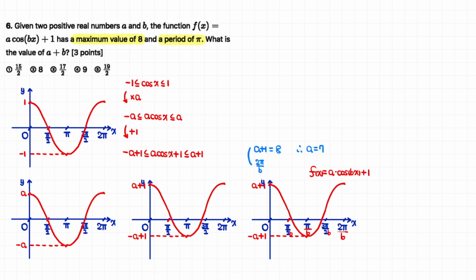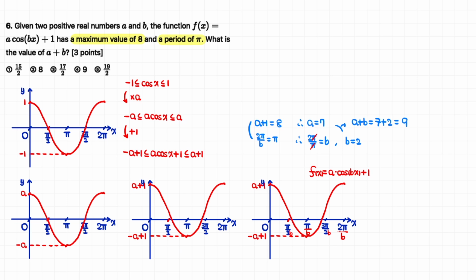So 2 pi over b equals pi. What I'm going to do is flip these two. So, therefore, 2 pi divided by pi equals b. So cancel out pi. Therefore, b equals 2. Now finally, the question was asking you to figure out what a plus b is. So add those two values. a plus b equals 7 plus 2, which equals 9. Alright, so number 4 is our answer.